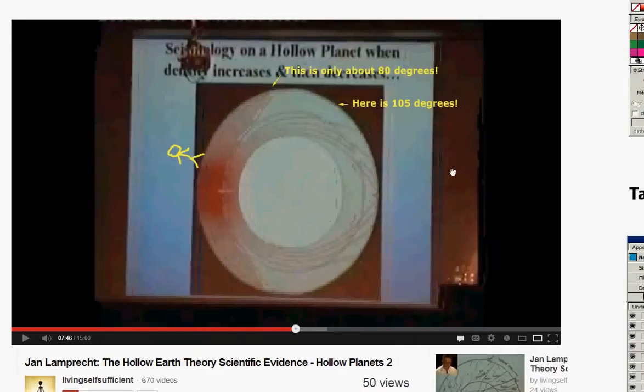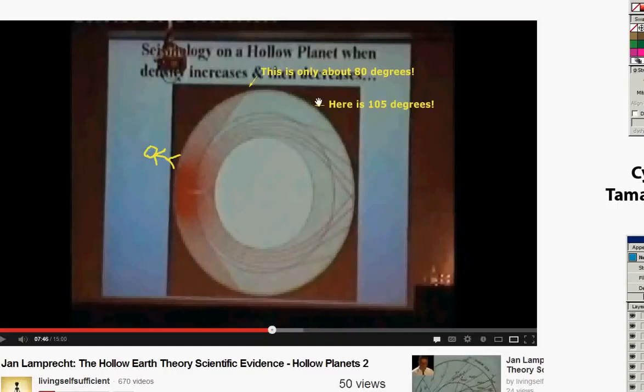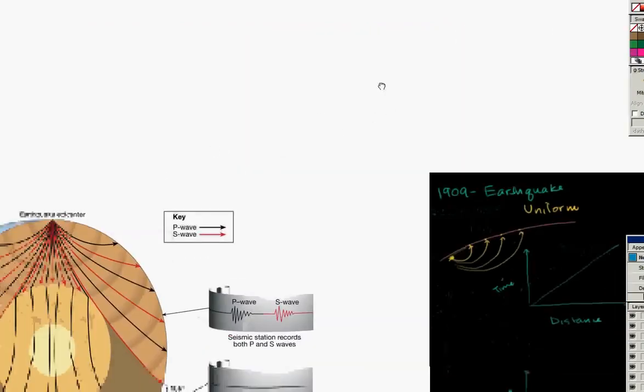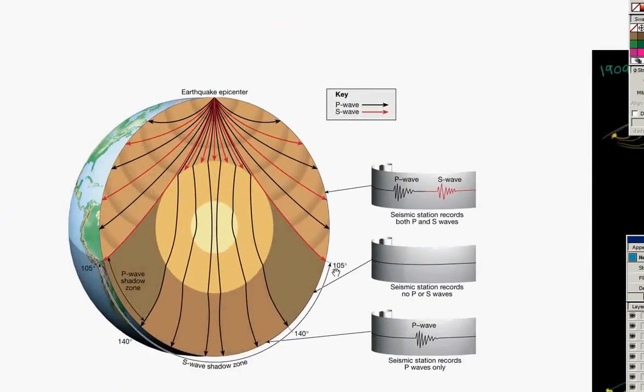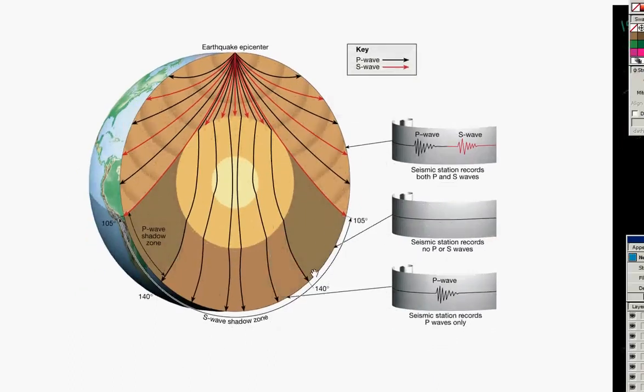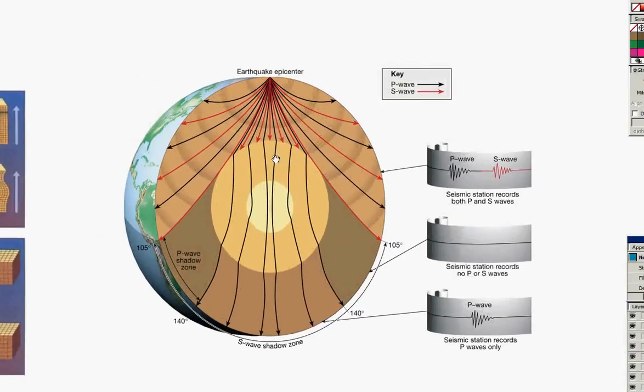It's not really convex. But anyway, there's a shadow zone at 105 degrees and 140 degrees where virtually no seismic activity occurs. However, there is still a little bit of activity there. In this diagram of the solid convex Earth, they have 105 to 140 degrees where there's no seismic activity. The black lines are the P waves, the red lines are the S waves. The S waves are secondary, black lines are primary. Secondary waves don't travel through liquids or gases. They only travel through solids.